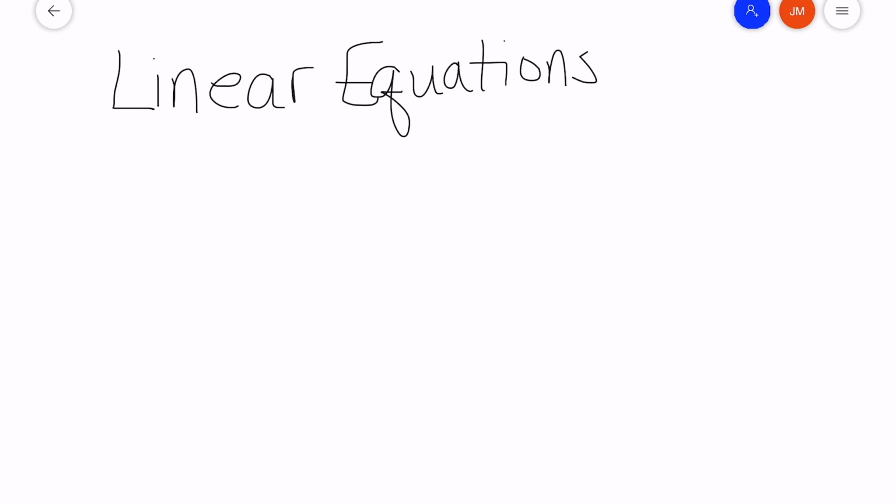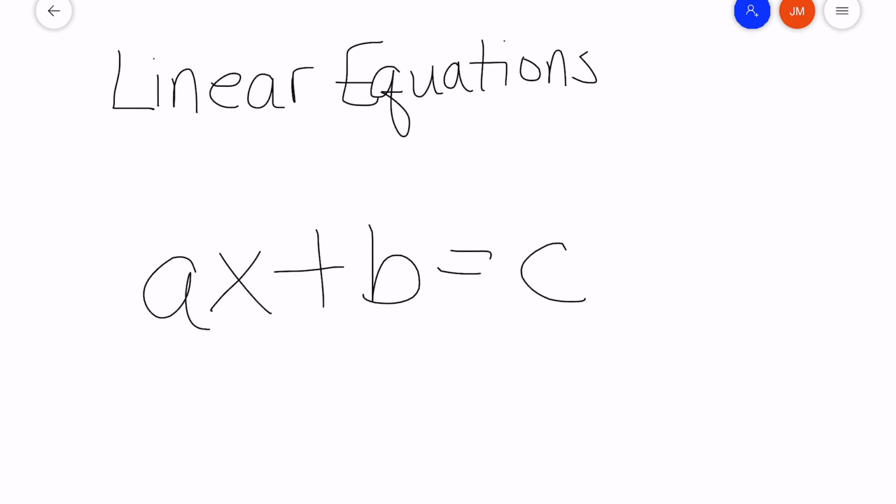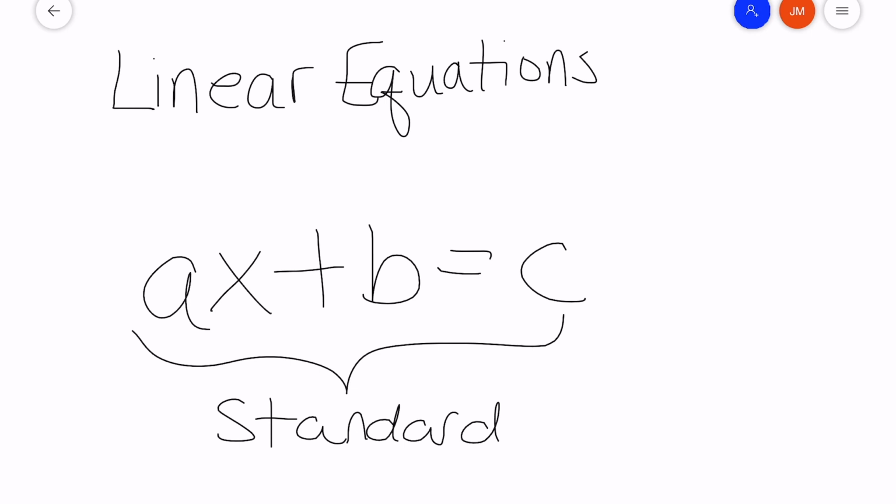Today we are going to be discussing how to solve linear equations. An equation is two expressions set equal to each other. A linear equation is any equation that can be written in the form ax plus b equals c, where a, b, and c are real numbers and x is a variable. This form is sometimes called the standard form of a linear equation.